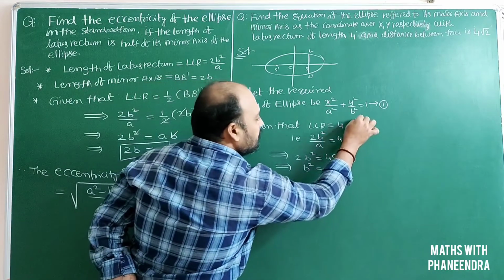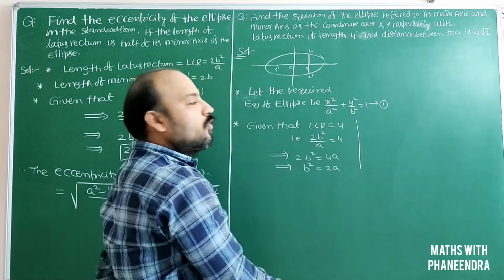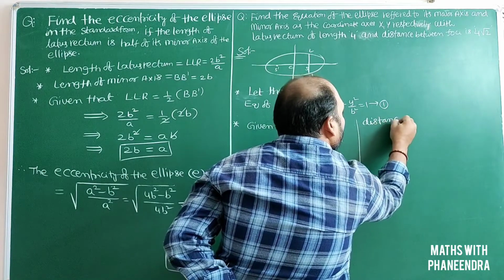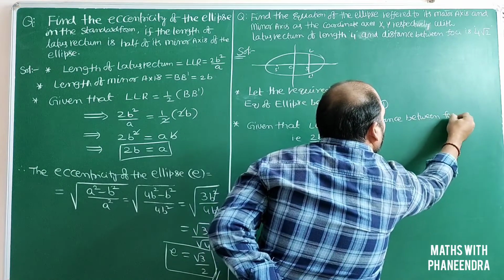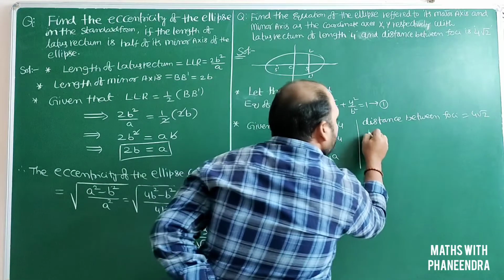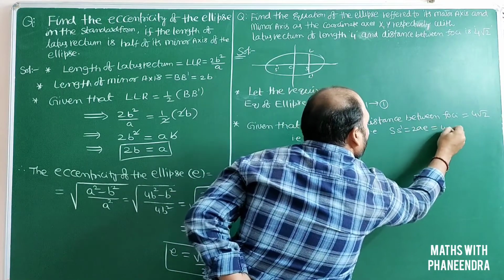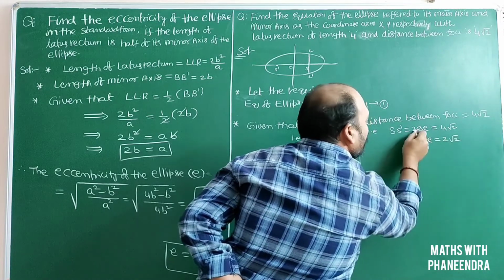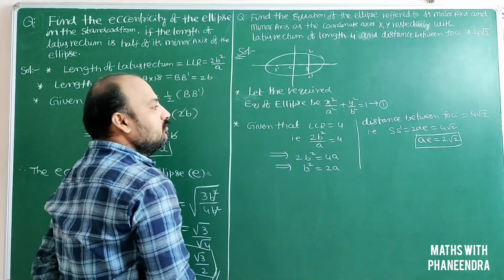Next, one more condition is given. What condition is it? Distance between foci is equal to 4 root 2. That is SS dash equal to 2ae, that is equal to 4 root 2. So ae is equal to 2 root 2 only. So we got the ae value.